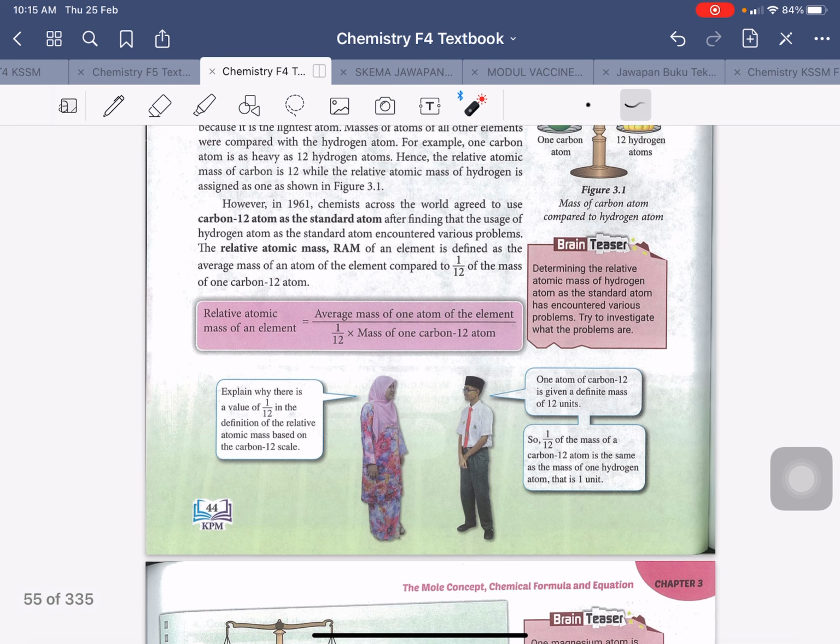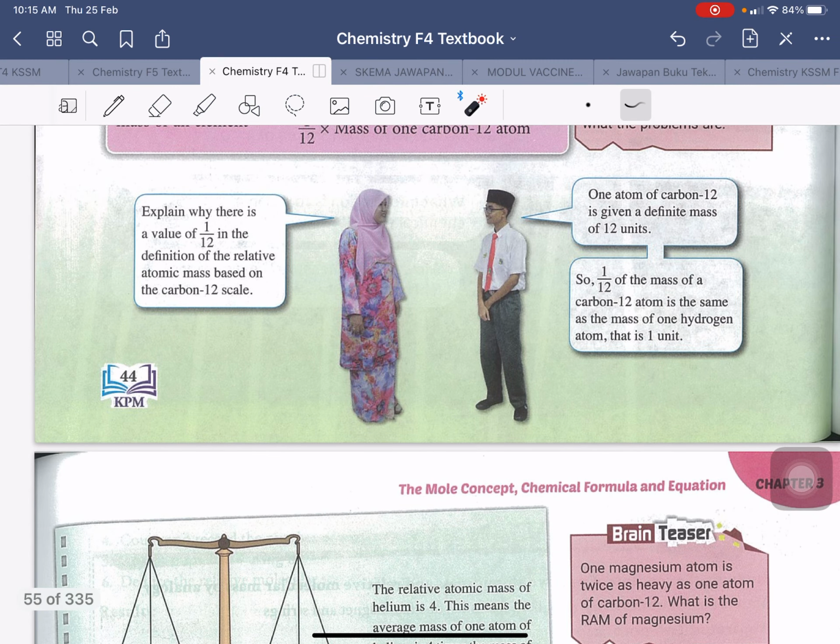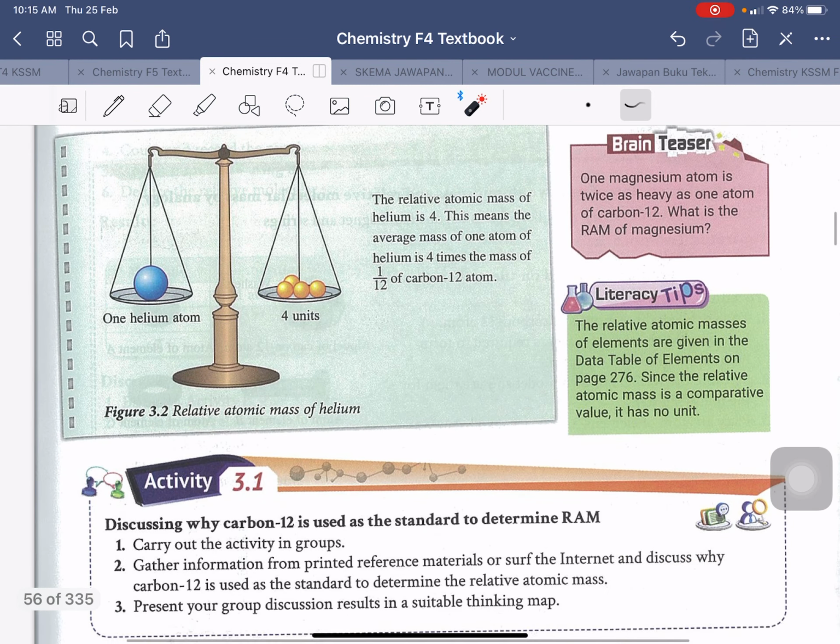Okay, definisi. RAM of an element is the average mass of that atom of element compared to 1 over 12 mass of one carbon atom 12. Carbon 12 atom. Okay. So mari kita tengok this one.